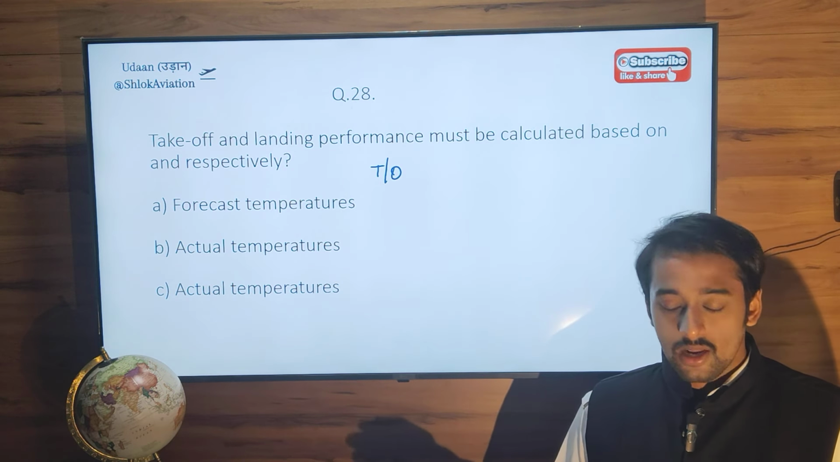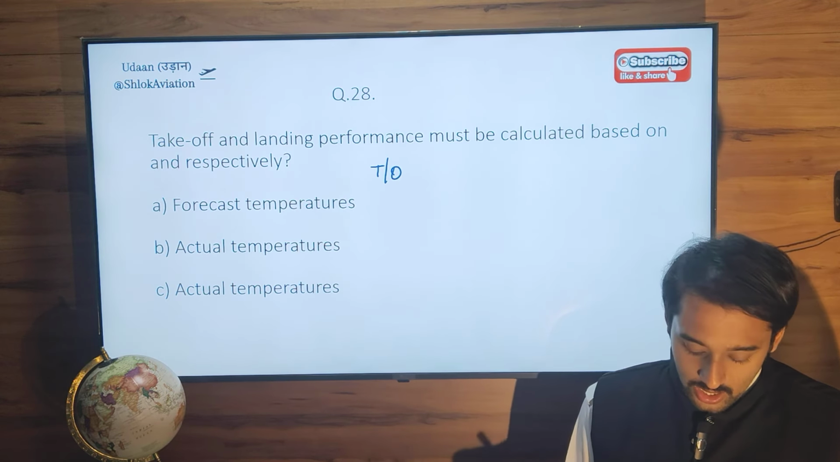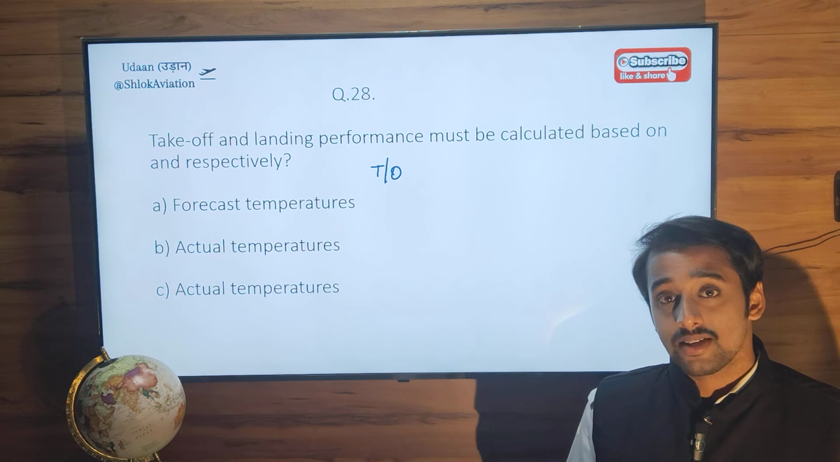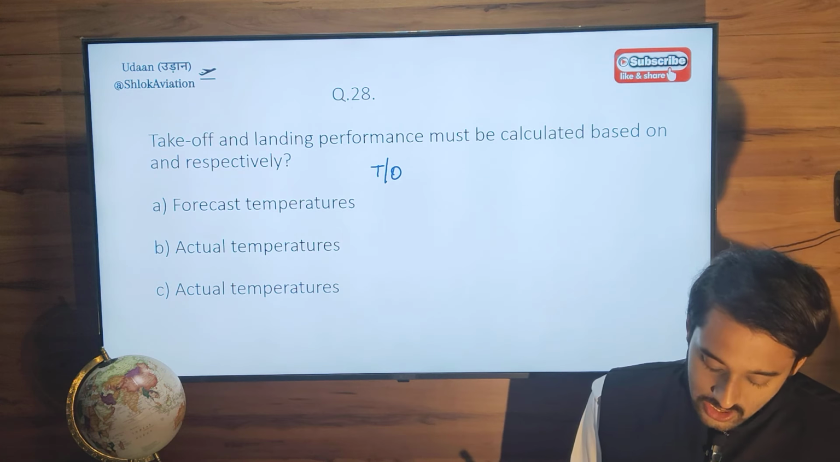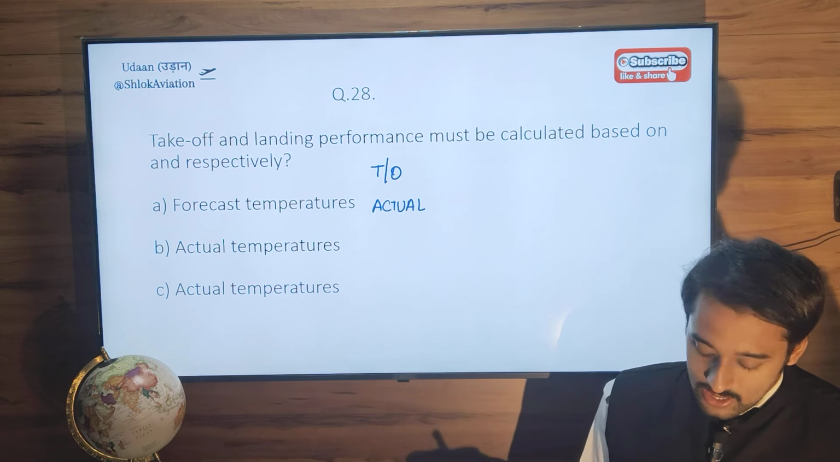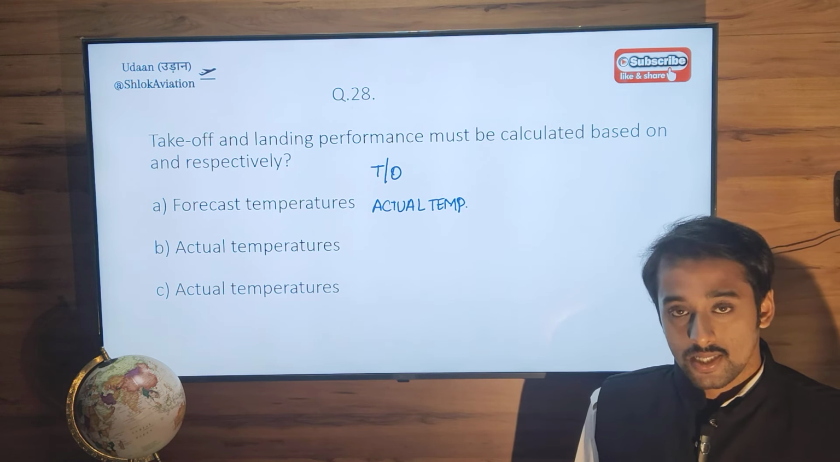So always for calculation of takeoff performance, you make use of values which are actual. Values that exist right now. So in case of takeoff, you make use of actual values. In this case, actual temperatures.